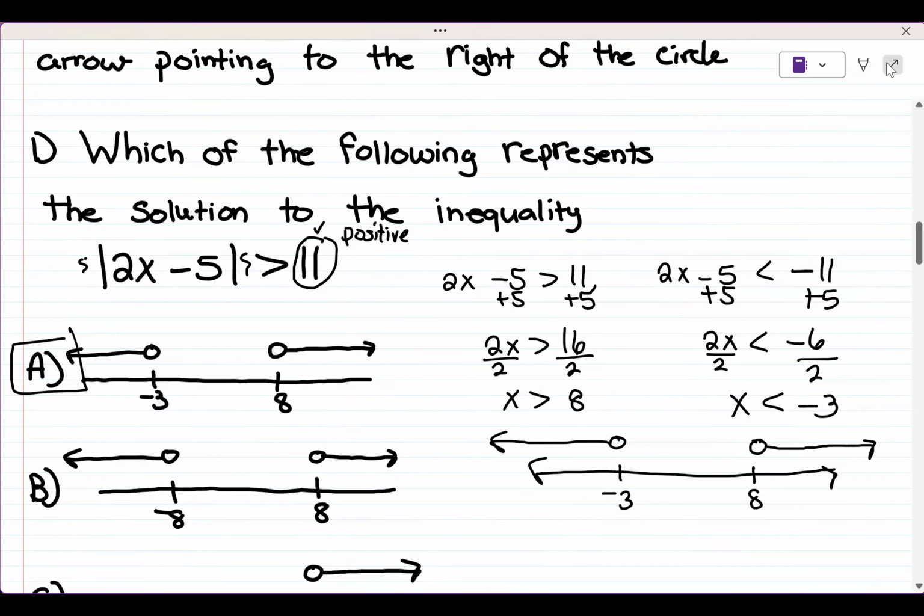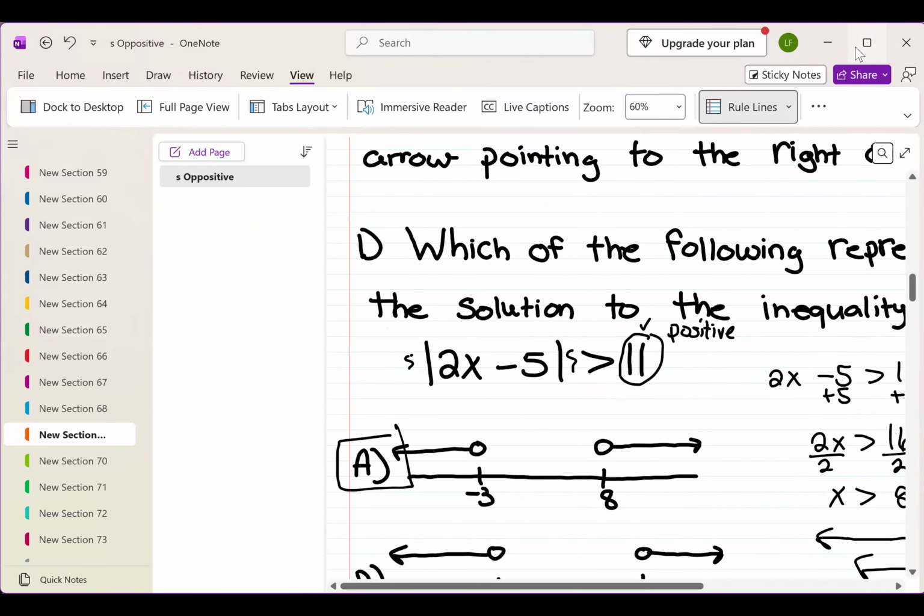Hold on, let me see if this is full screen. Okay, that's much better. Okay.